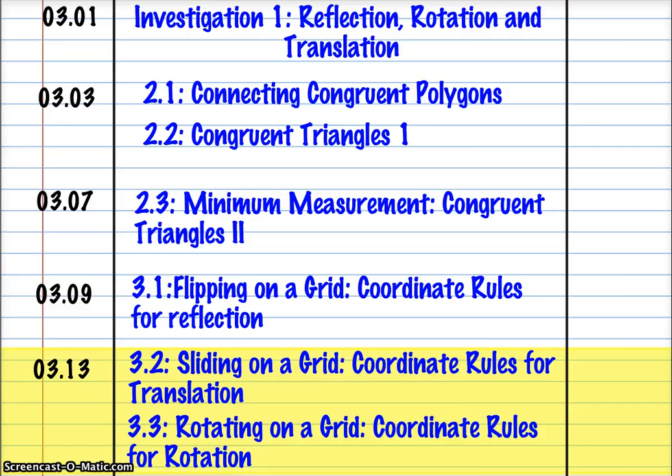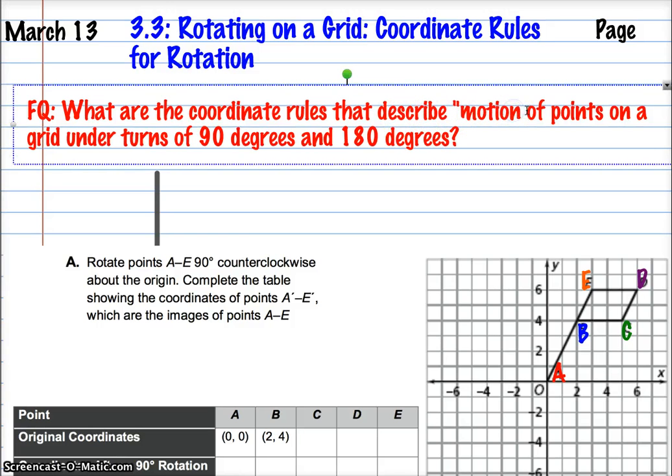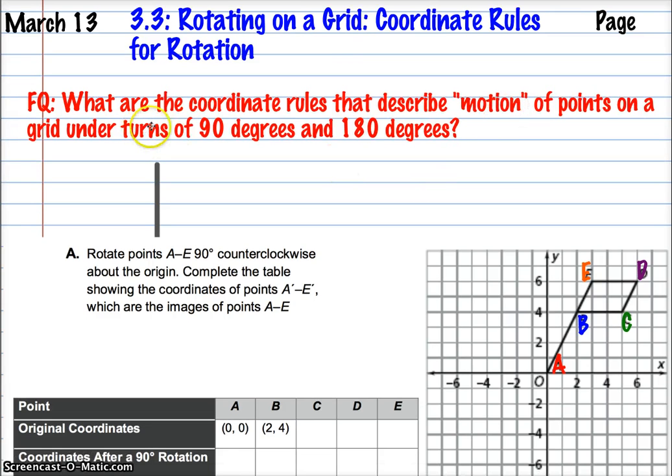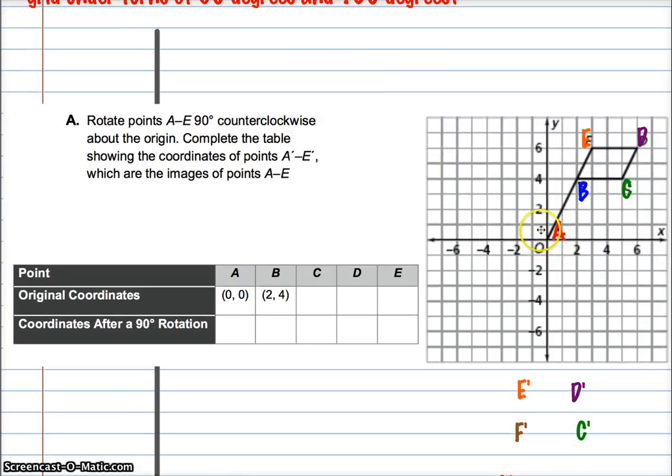Okay. On the next page, I created 3.3 rotating on a grid. This should be the same page number, just a different letter. We're continuing on the same day as of notes. Okay. So it says, what are the coordinate rules that describe motion of points on a grid under turns of 90 degrees and 180 degrees? And this is all around the origin.